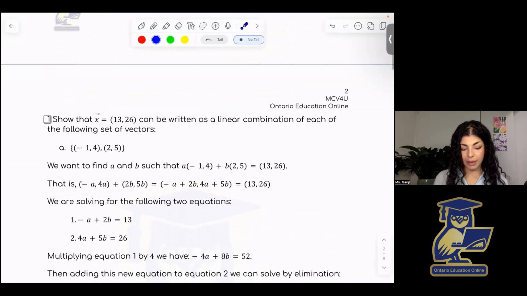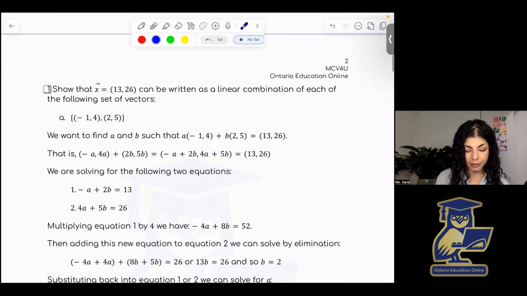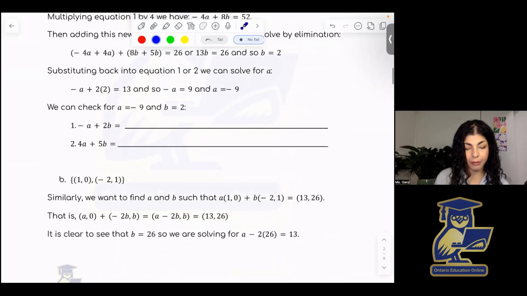So let's see a couple of examples. Starting with the vector 13, 26, and this is vector x, we're asked to write this as a linear combination of each of these following sets of vectors. So we have, starting with A, and then I gave you one more for B.